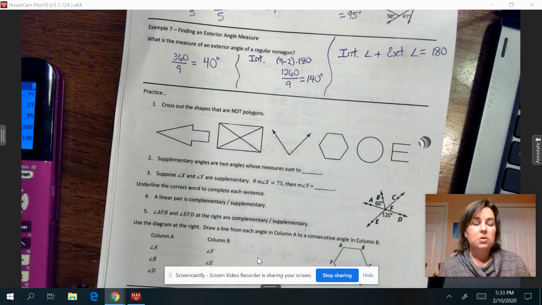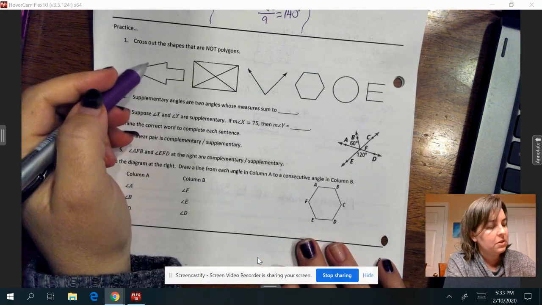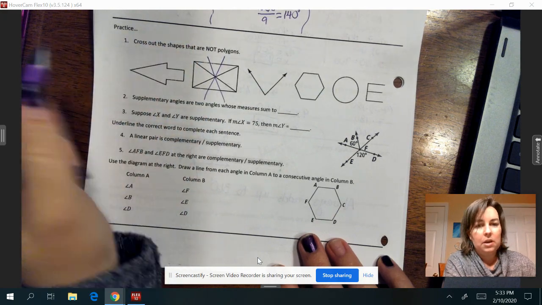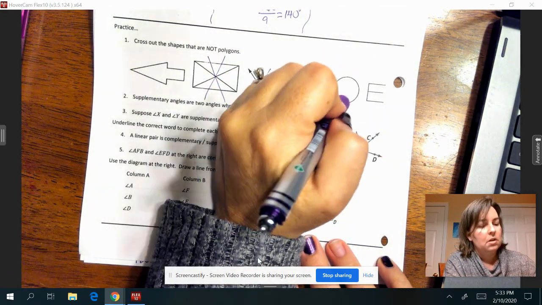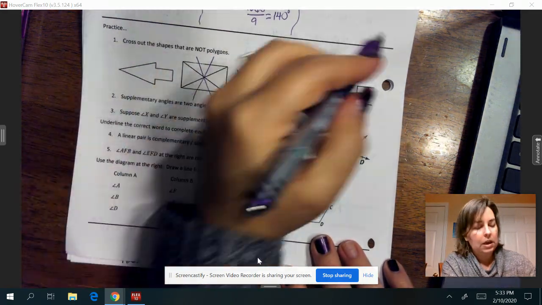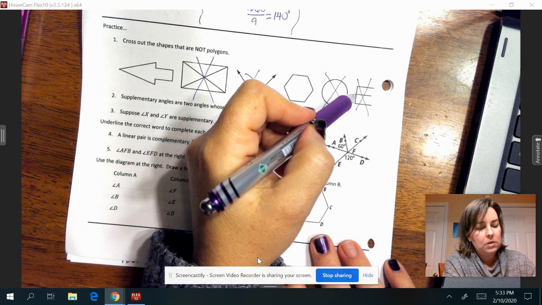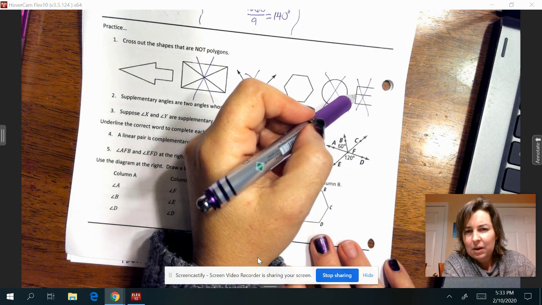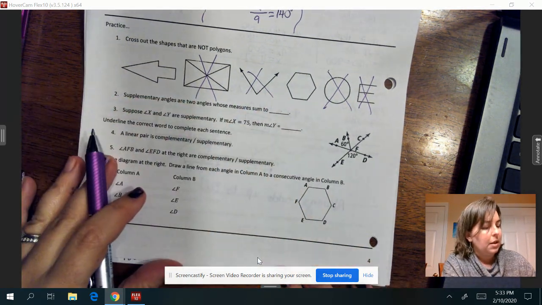Pause your video, turn it back on to check your answers. Okay, so this says cross out the shapes that are not polygons. So this one is not. You can't have an X in the middle. This is an angle. This here has got a curved side. This one, it's not closed. And this one has a segment that ends right in the middle of another side. So that doesn't work. So only two of these were polygons.